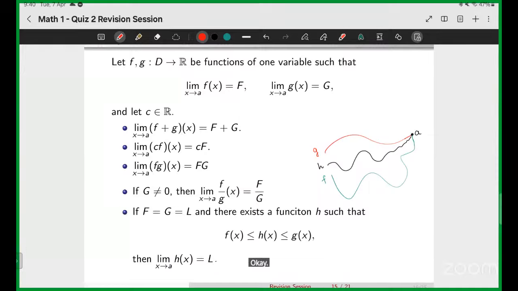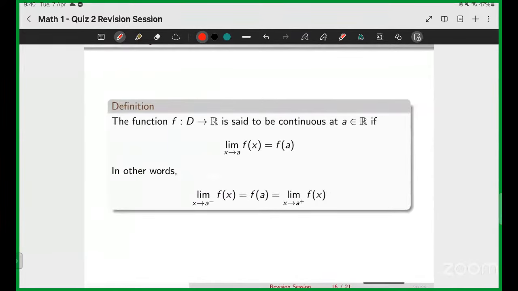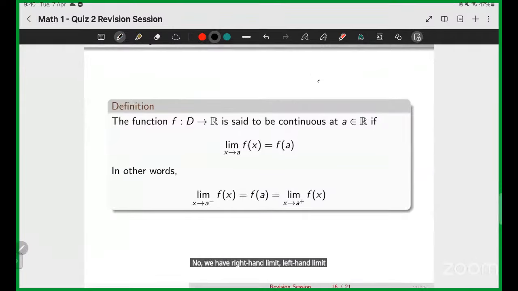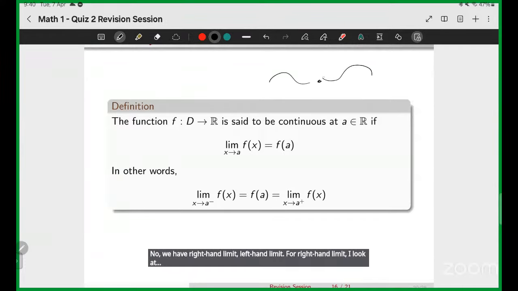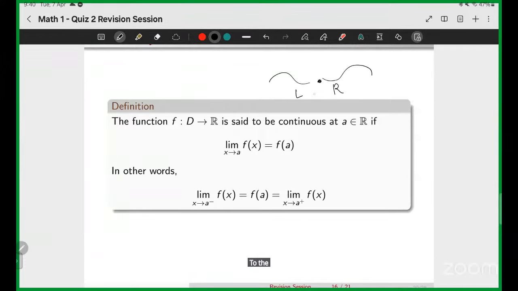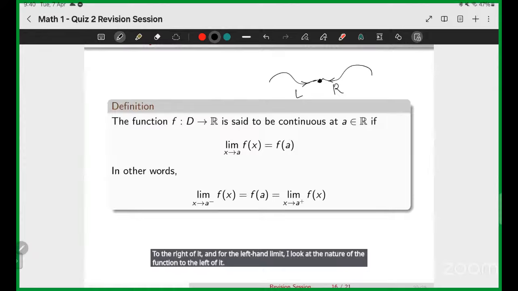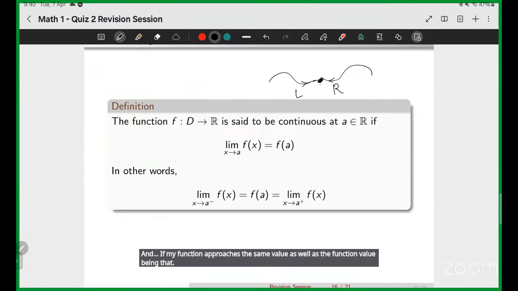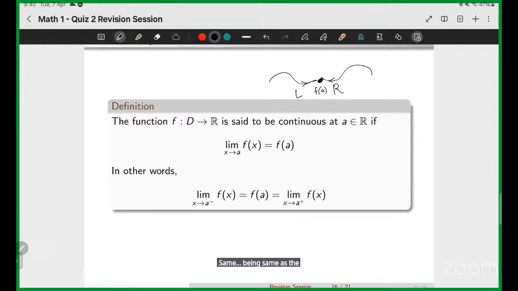Okay, sir. Maybe if I get an example later on, let's finish the syllabus. Now we have right-hand limit and left-hand limit. For the right-hand limit, I look at the nature of the function to the right of the point, and for the left-hand limit, I look at the nature of the function to the left of it. And if my function approaches the same value from both sides, and the function value is also the same as the two limits, then we say it is continuous.